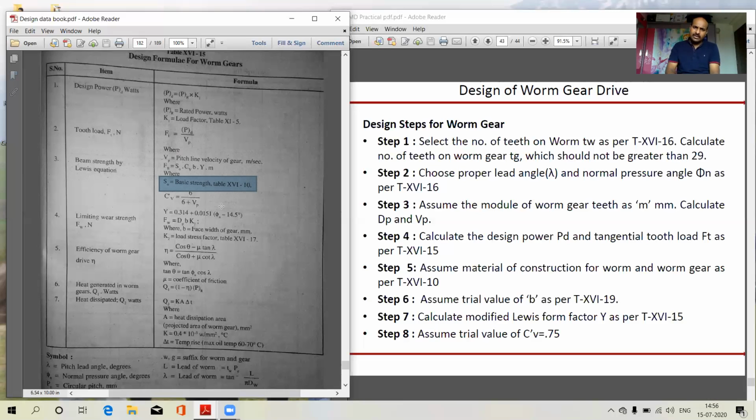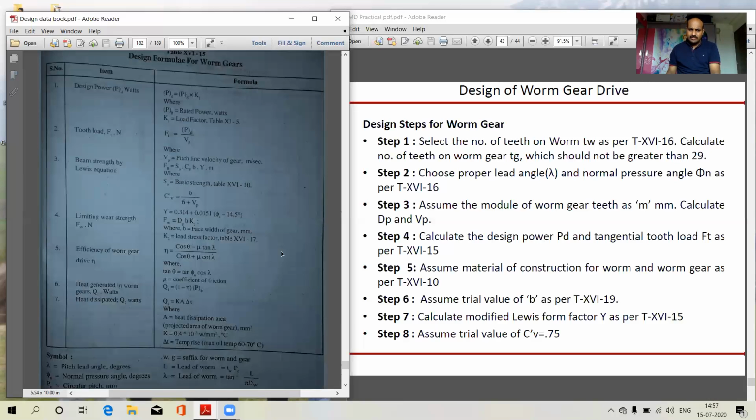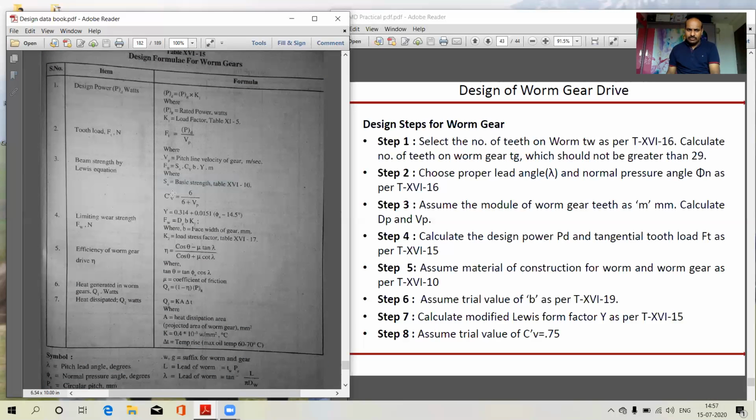Next is CV. CV is what? Velocity factor. That velocity factor is calculated with the help of CV equal to 6 upon 6 plus VP. Now, that VP we already have calculated, which is in the form of PC by pi. Likewise, here also CV is in the form of PC by pi.